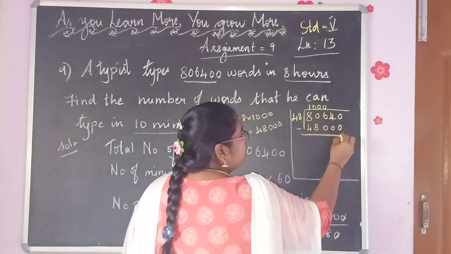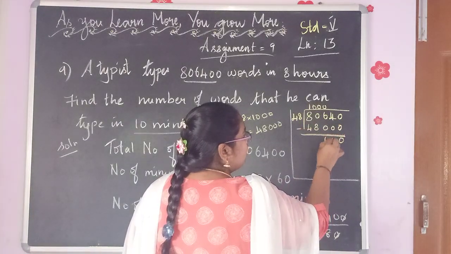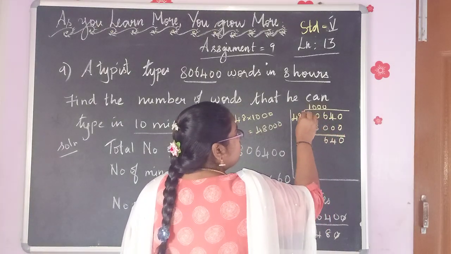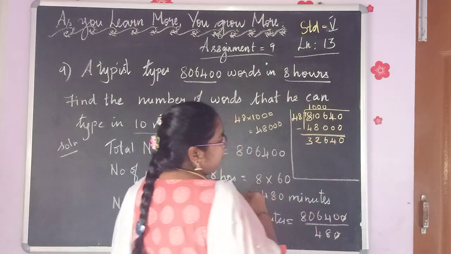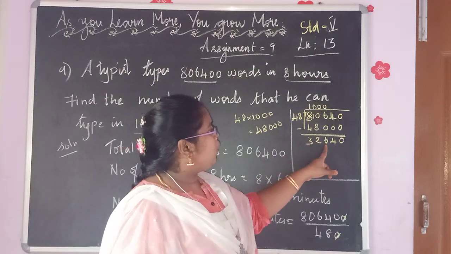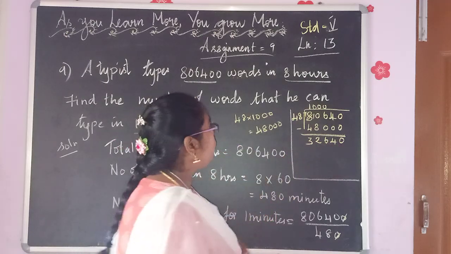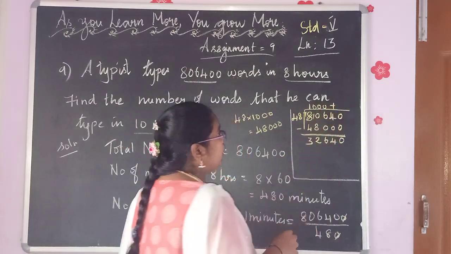It is 48,000. Okay, well, let us subtract it. It is 0, it is 4, it is 6. And what about this one? This changes into 7. It is 2. Apart from this, this one is 3. Okay, well, so I am getting 32640. Okay, what is the next division I am going to do here?